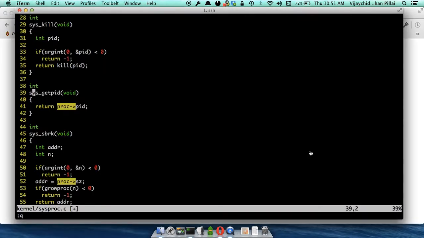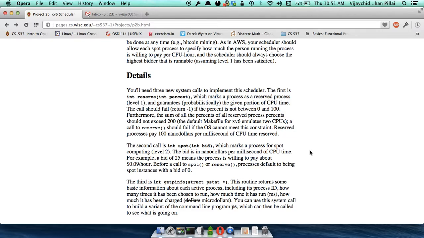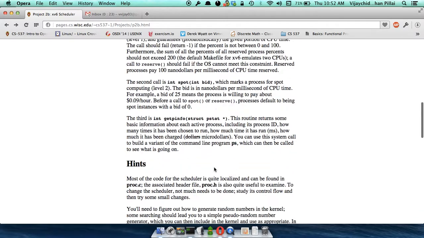So if you have done everything that I've said so far, you now have the three system calls: the reserve, the spot, and the getpinfo system call. So you can actually use it for processes to tell the kernel that they're either reserve or spot processes, and you can use the getpinfo call to see what's actually going on in the system. Okay. Now you have to implement the actual tricky part, which is the lottery scheduler. But it's actually really simple.